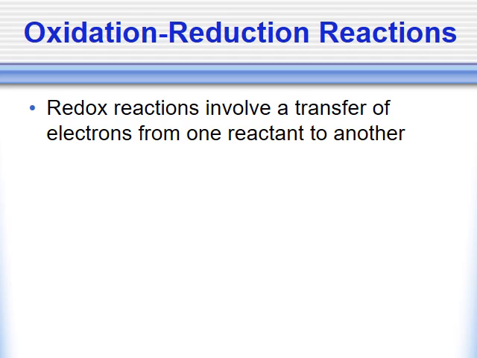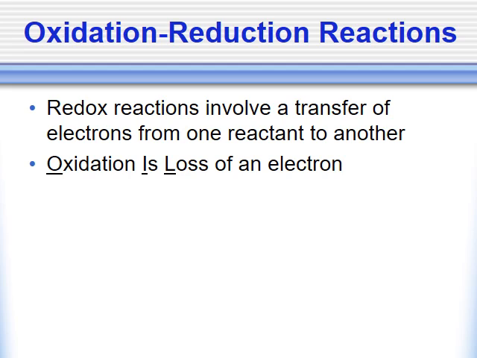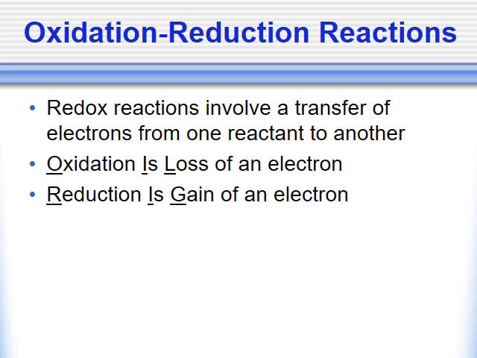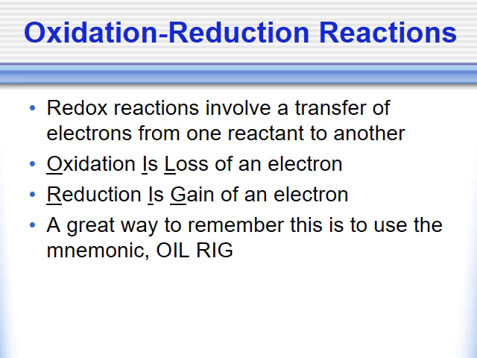Redox reactions involve a transfer of electrons from one reactant to the other. The process oxidation is a loss of an electron, when a reactant loses electrons. Reduction is when a reactant gains electrons. A way to remember this is to use the memory device OIL RIG. Oxidation is loss, reduction is gain.